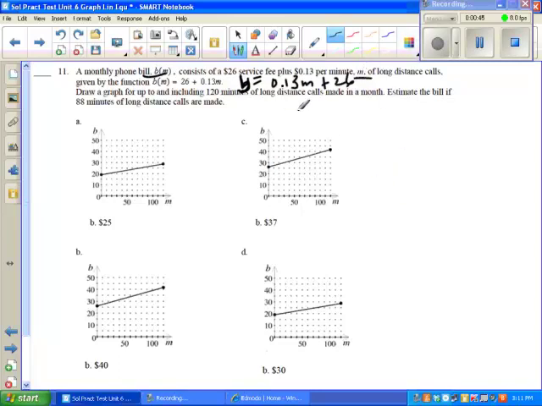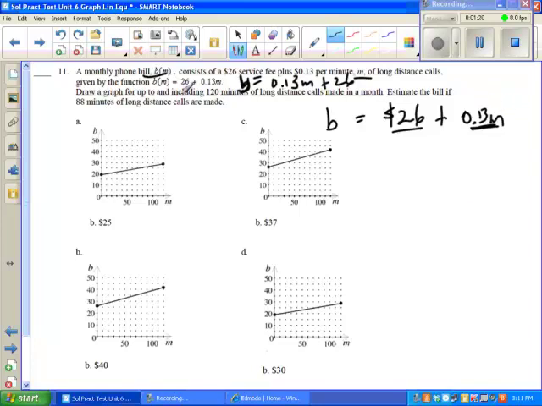So what they're saying here is, in order to use this service, I have to pay $26 right off the bat. $26 service fee. So whether I use the phone or not, I have to pay $26. Then I'm going to add to that 13 cents, so this is how we write 13 cents in dollars, for every minute. So you know that if you talk for 5 minutes, you'd multiply 5 times 13, so that's what that means. So here we wrote an equation. The total bill, B, equals $26 plus 13 cents for every minute.